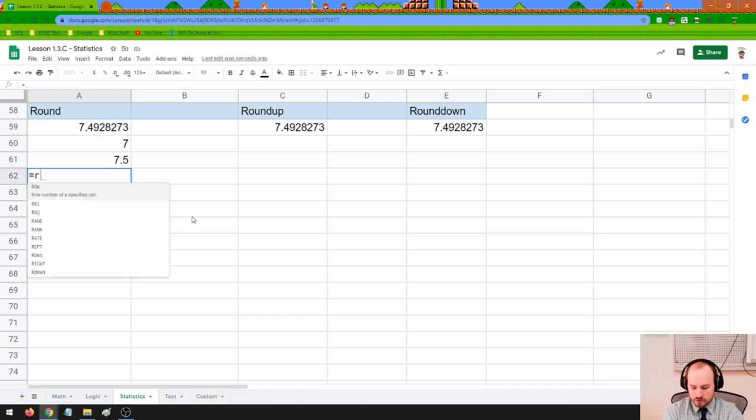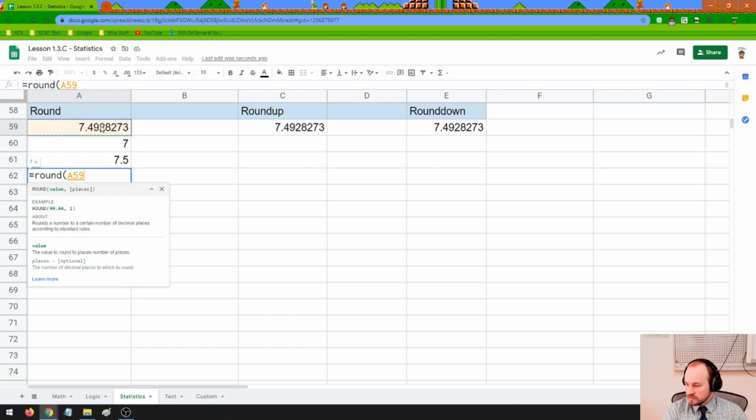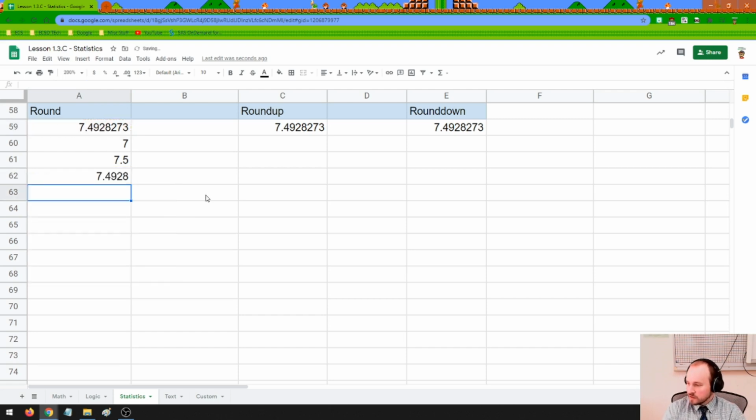Can we go further? Of course we can. Round this data value, comma, let's go 4 decimal places. All right, now I get 7.4928, and remember, when it's below 5 on the decimal value, you round down, so you get rid of it. So it's 4 decimal places, and then we have to look at this 2 right here to see if it tells that number to go up or down, and it rounds it to 7.4928.